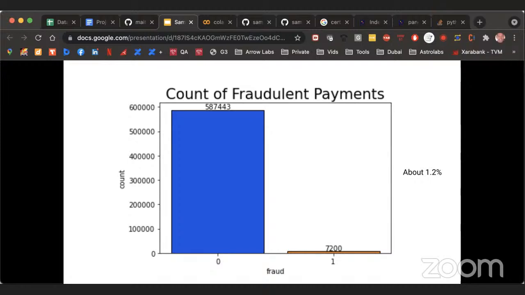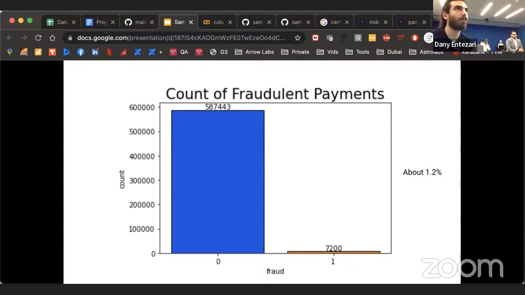So basically, the data set included almost 600,000 transactions, out of which 587,443 were genuine and 7,200 were marked as fraud. The intention was on this basis to learn how to predict. So there was only 1.2% of fraudulent transactions from which the model could learn its parameters.